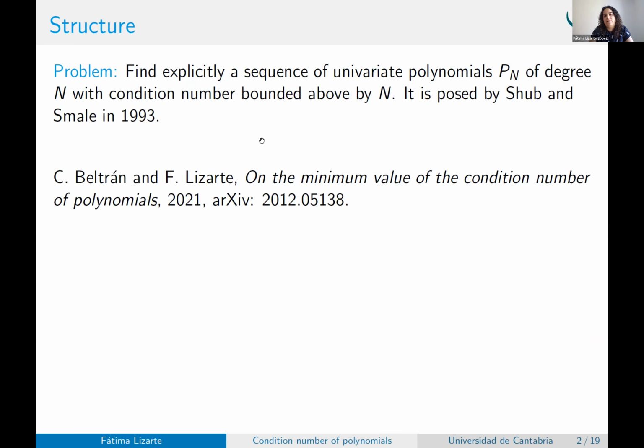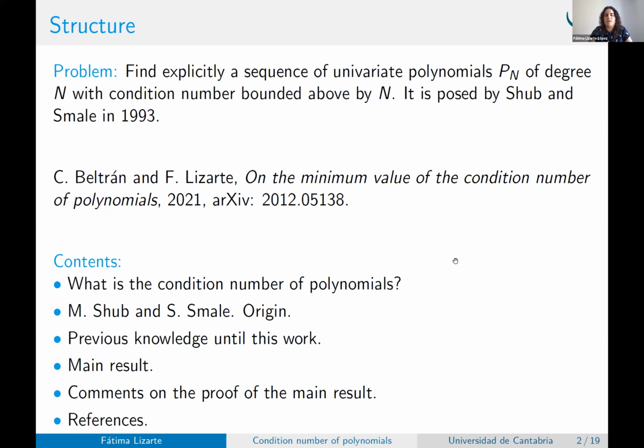By find explicitly, they meant giving a handy description, or describing an algorithm running in polynomial time, where exact real arithmetic is available to solve the problem. Our goal is to give a simple and direct answer to the Shub and Smale problem. The results obtained can be seen in this reference. From now on, we will denote our problem, or similar expressions, as the Shub and Smale problem, to this problem.